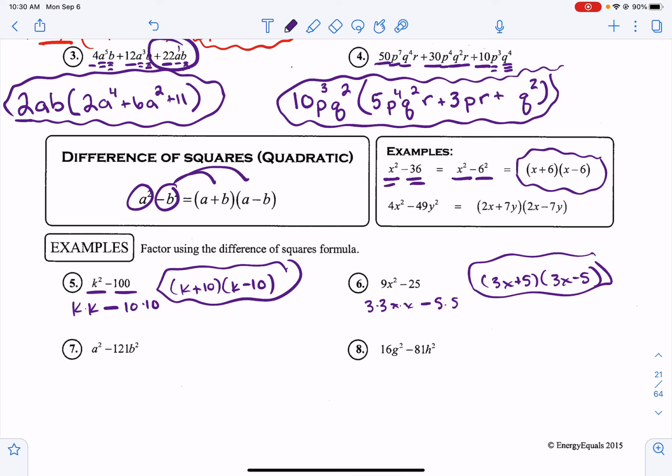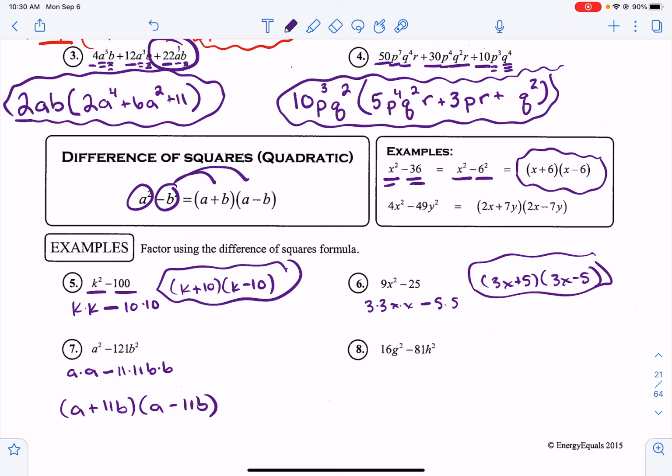Number 7, a squared, that's just a times a. There's a minus sign. 121, that's 11 times 11, and b squared is b times b. So this is a difference of squares. It's a plus 11b and a minus 11b. That would be my answer.